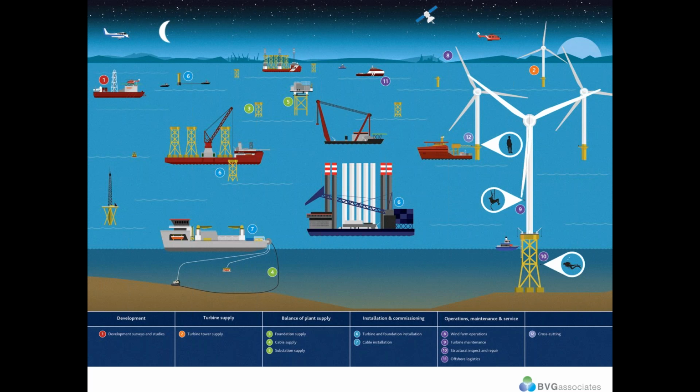In the foreground, number 6 there is a floating heavy lift crane installing jackets. In the background you can see a concrete gravity base being towed into position. We've put that there, and in the foreground there is a cable laying vessel. In the centre of your screen you've got a turbine installation vessel. Behind that you've got a shear leg crane, which is often used for installing substations.